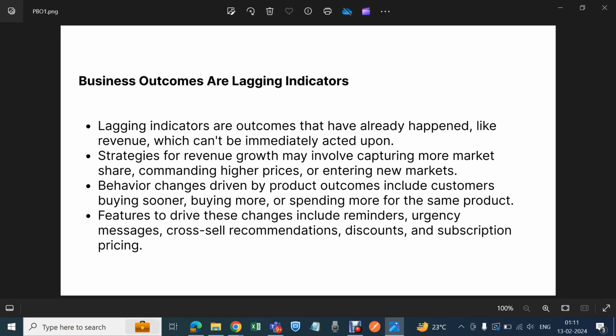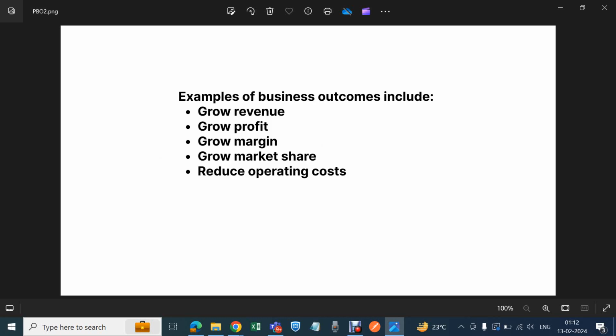Let's see what these lagging indicators are. These are outcomes that have already happened, like revenue, which can be immediately acted upon. Behavior changes driven by product outcomes include customers buying sooner, buying more, and spending more for the same product. So these are the kinds of business outcomes. As you can see on the screen: revenue, profit, margin, market share, and cost. These are business outcomes that are entirely related to how the business is moving forward or backward.